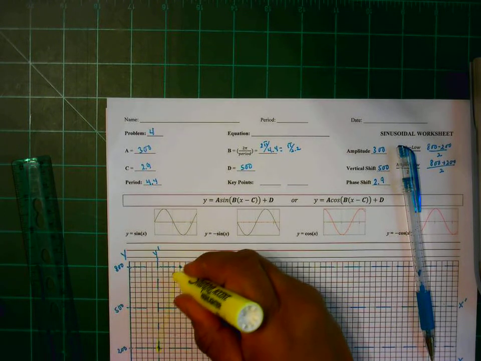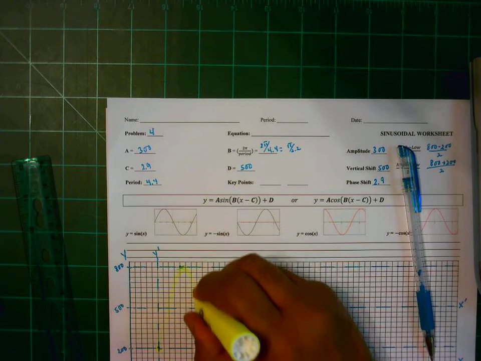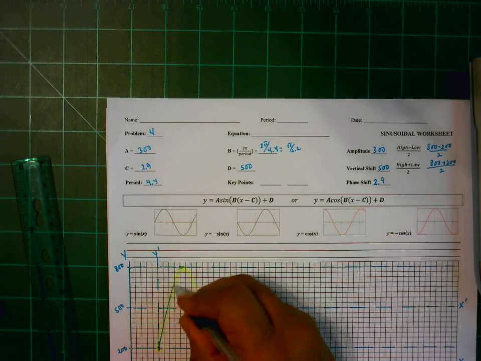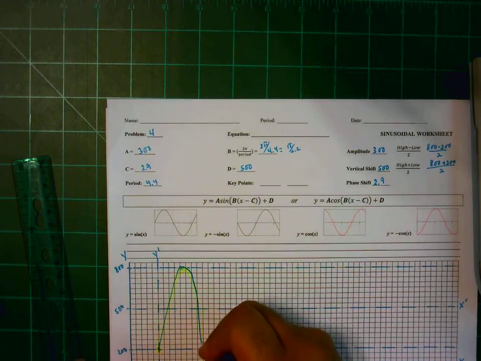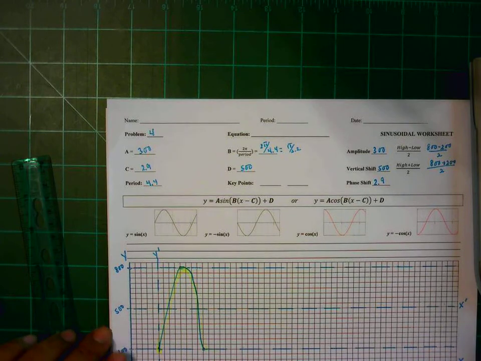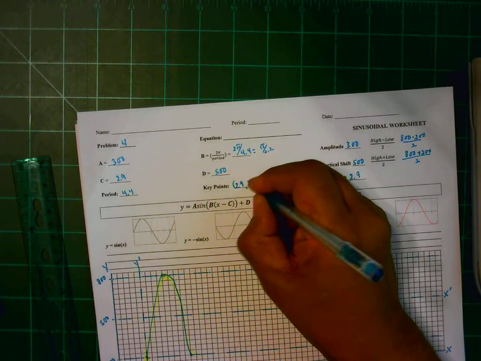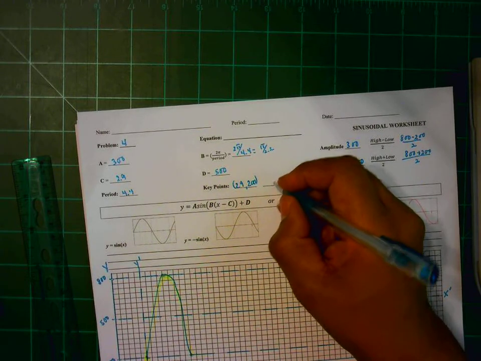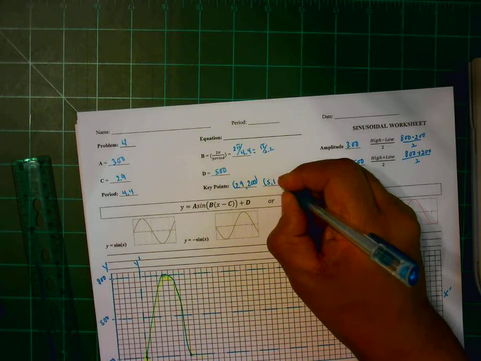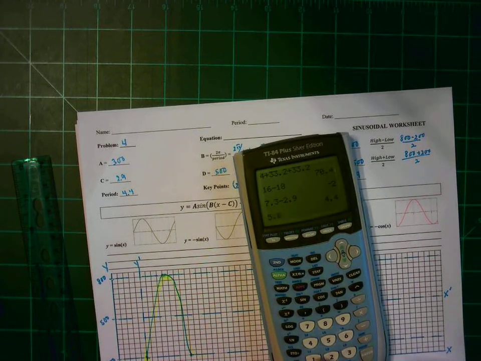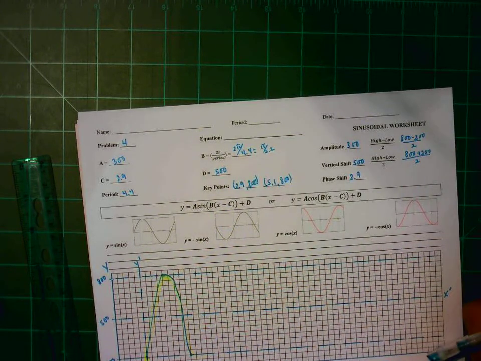So we're going to go up and then back down. So it looks roughly like this, and that is really rough. Now let's pick a key point. 2.9 and 200, and then 5.1 and 800. And let's double check our numbers. 5.1 minus 2.9 is 2.2, plus 5.1 gives us 7.3. So we're looking pretty good there.